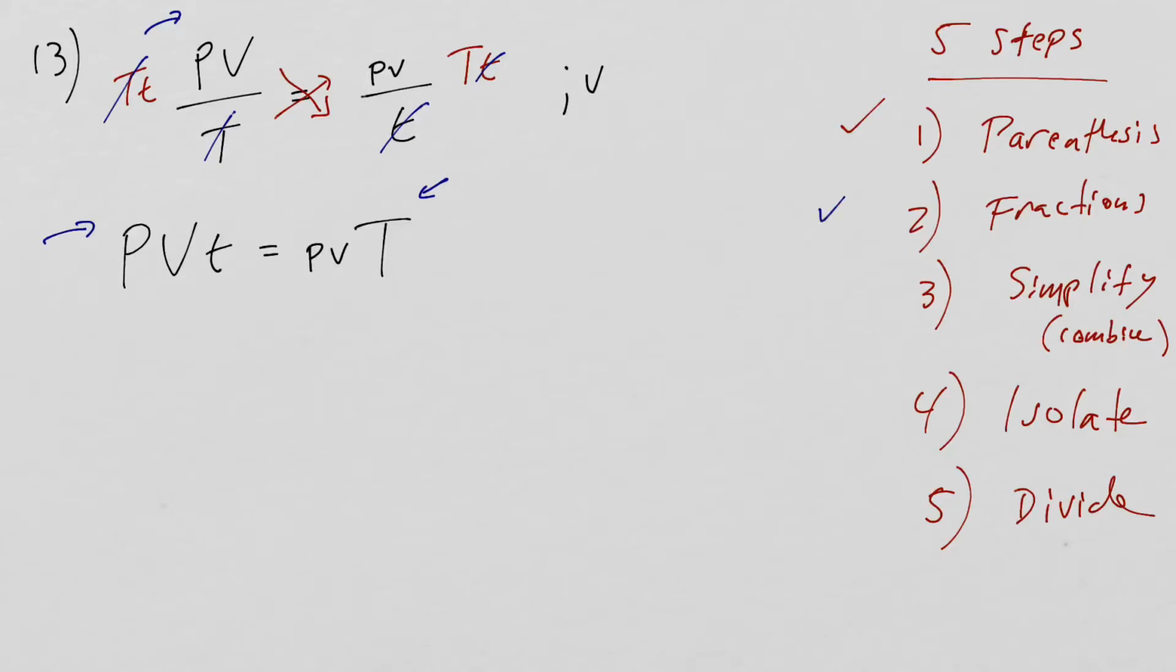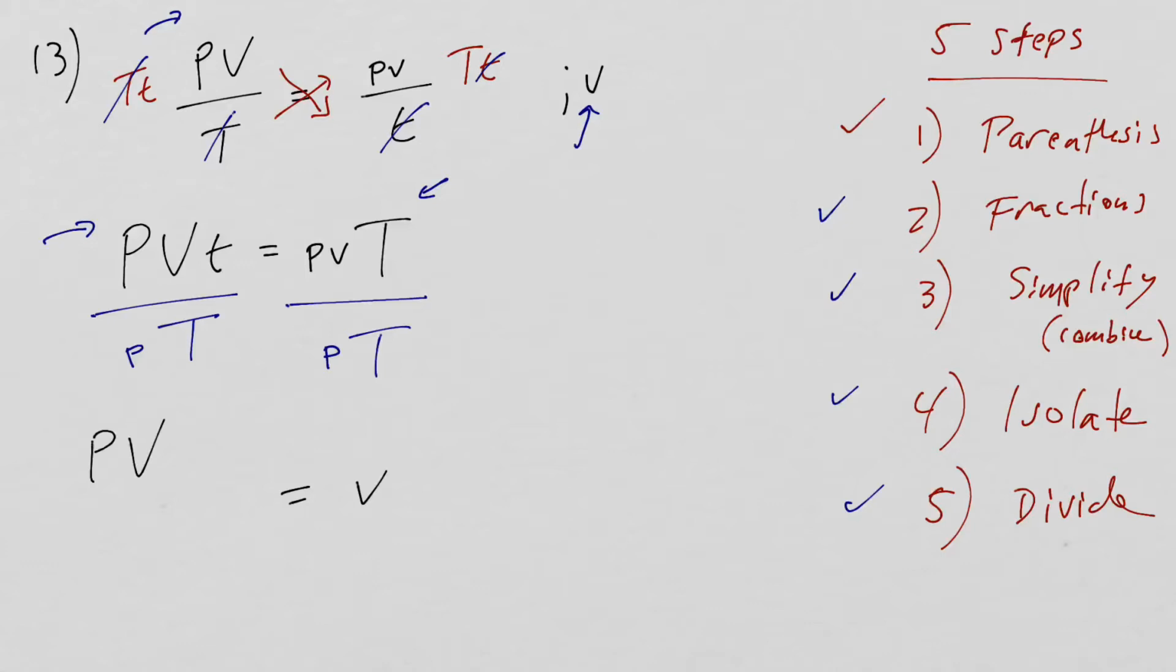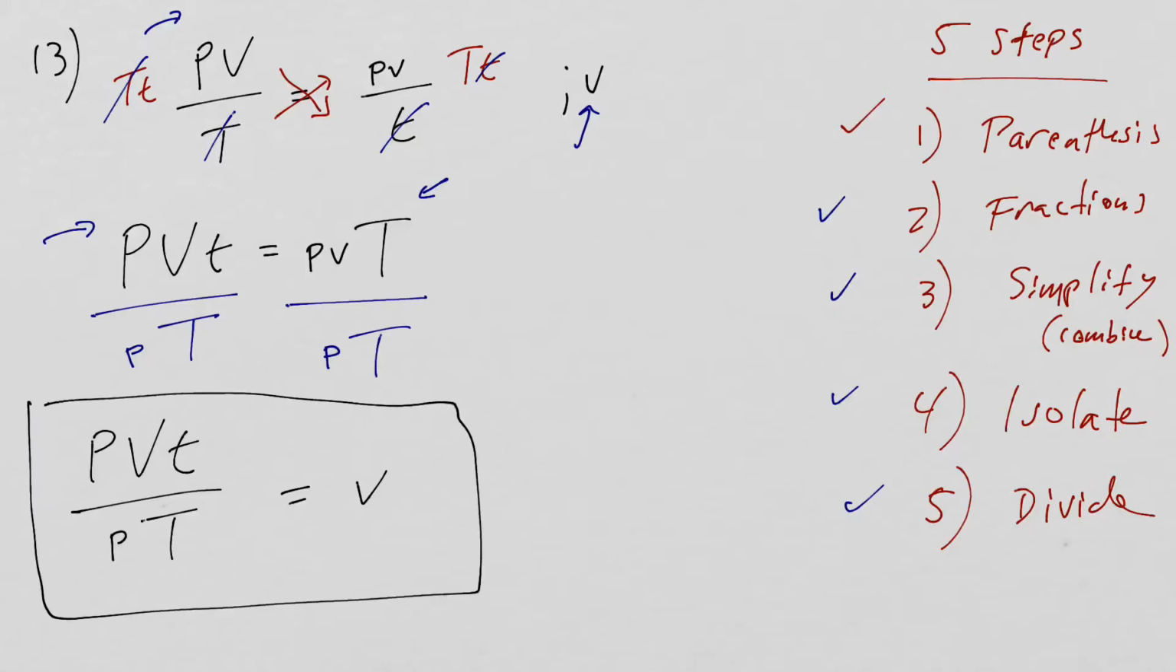So we cleared the fractions. We cannot simplify because there's no like terms. We don't need to isolate because the variable that we're after is already isolated. So we're on divide. We're after this. So we're going to divide each side by little p and big T. And we're going to get little v is equal to big P, big V, little t over little p, big T. Now we cannot cancel anything. Remember, little p and big P are different variables. They're as different as x and y. So don't try to cancel those.